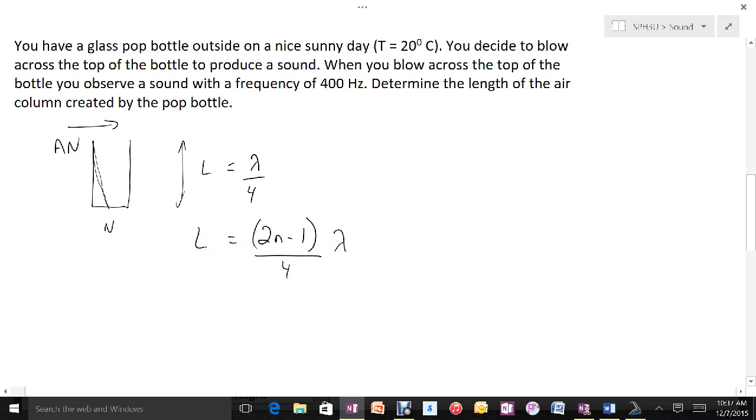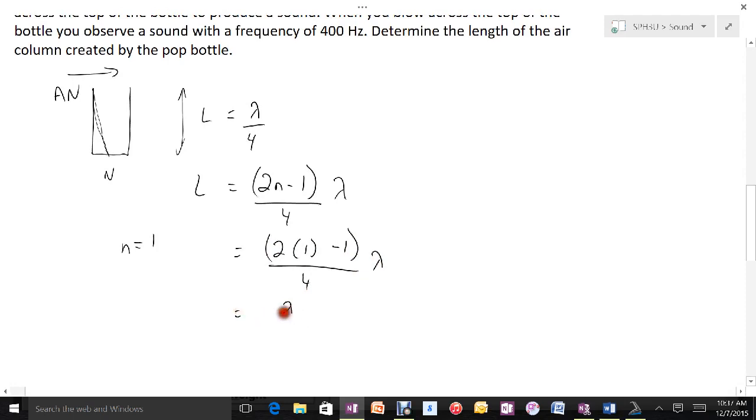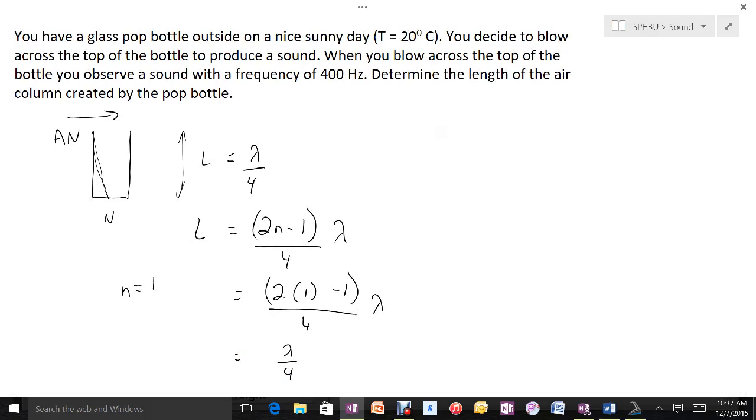wavelengths is the general formula, and since we're not given any information in the question, we're going to assume it's the simplest one, n equals 1, which gives 2 times 1 minus 1 over 4, and that is just lambda over 4. So that's the standing wave pattern that we expect to see in this pop bottle, and that's going to produce a frequency of 400 Hertz. So what I want to do is use the temperature to get the speed of sound, use the speed to relate that frequency to a wavelength, and then once I have a wavelength I can go back and find the length of my air column.